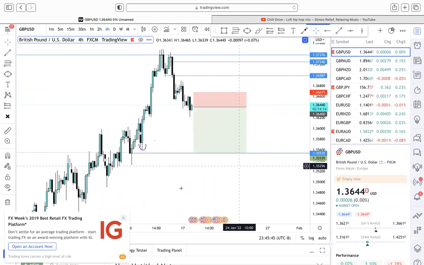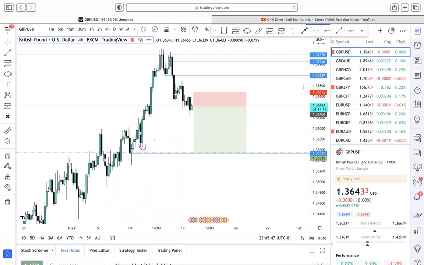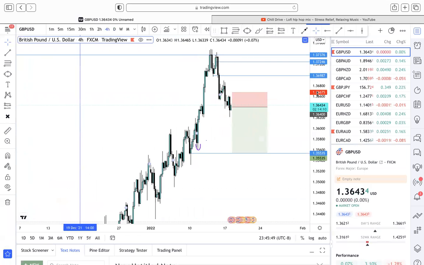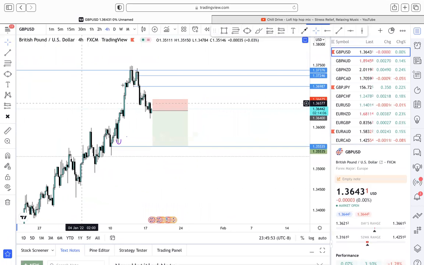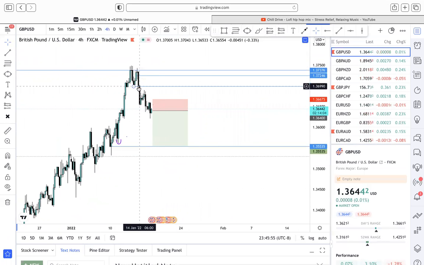But it happens. It's not always going to do what you want it to do. Market, as mentioned, it does its own movements. But yeah, right here is where I would have gotten in for a sell. We did test that area.